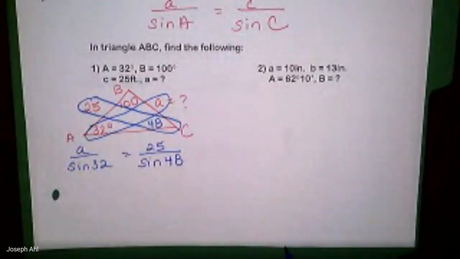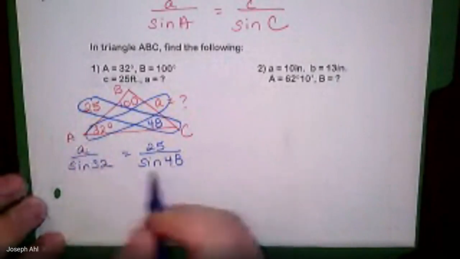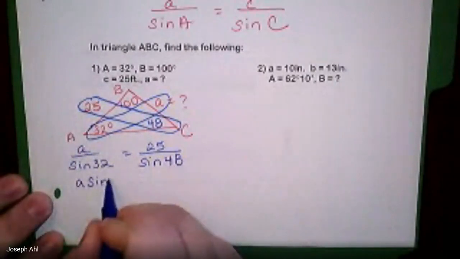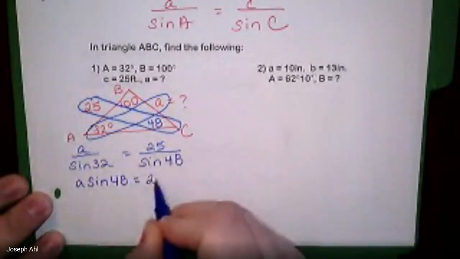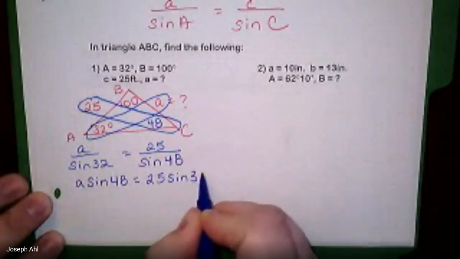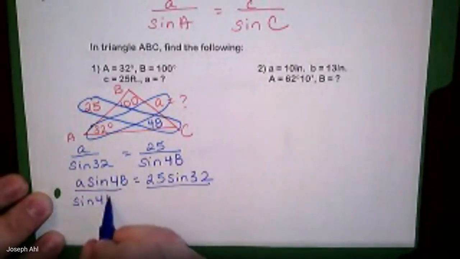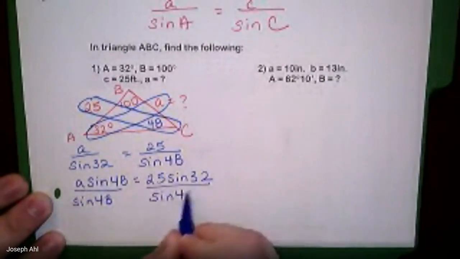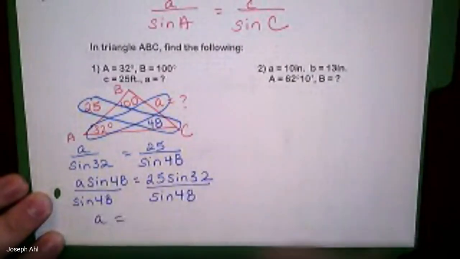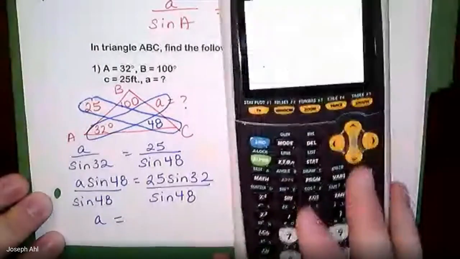So now that I have that all filled in, we can go ahead and with law of sines, you'll find that we cross multiply. A sine 48 equals 25 sine 32. And then a quick divide step here, divide both sides by sine 48. We get that the value of A is, I'm going to round this to the nearest foot.